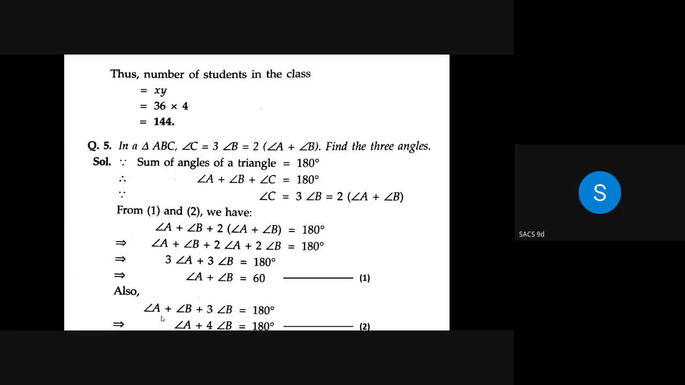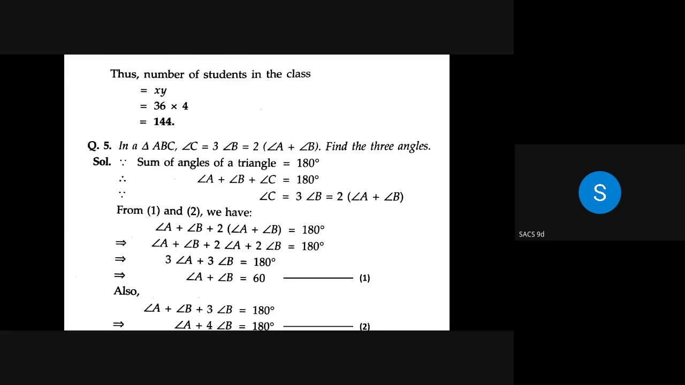Second condition, angle A plus angle B plus thrice of angle B. That means angle C, I have replaced it with both the things given here. For forming the first equation, I have replaced angle C with the first condition that is given, that is twice of angle A plus B. I obtained one equation. And for the second equation, I am going to replace angle C with 3 times angle B. So I will get another equation, again in A and B. So angle A plus 4 angle B is equal to 180.